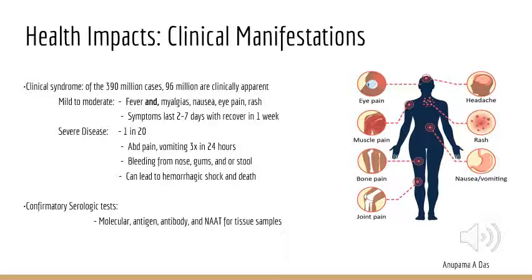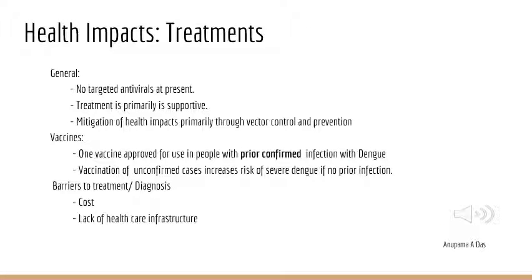However, 1 in 20 of those cases go on to develop severe disease, which consists of abdominal pain, vomiting, bleeding from the nose, gums, and stool, and can eventually lead to hemorrhagic shock or death. Confirmatory serologic testing when dengue fever is suspected consists of either molecular testing, antigen, antibody, or NAT testing on tissue samples. Currently, there is no targeted antiviral treatment against dengue.